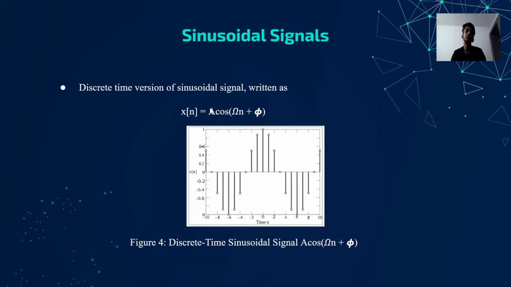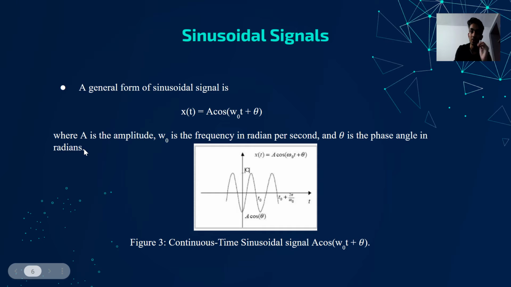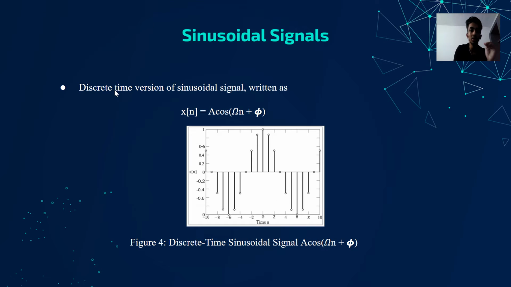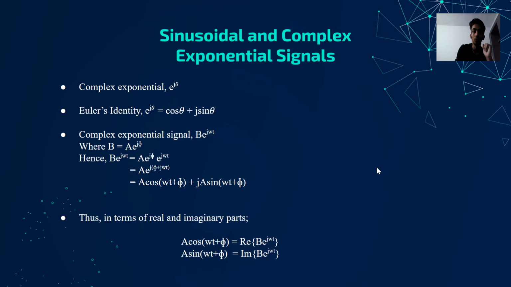Moving ahead. Now the previous one was the continuous time sinusoidal signal. So let's talk about the discrete time version of it. The discrete time version of the sinusoidal signal is written as such: x of n is equal to A cos of omega n plus phi. Okay, this is the discrete time sinusoidal signal.